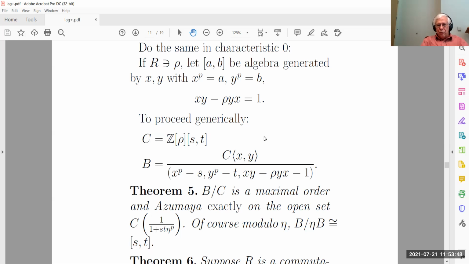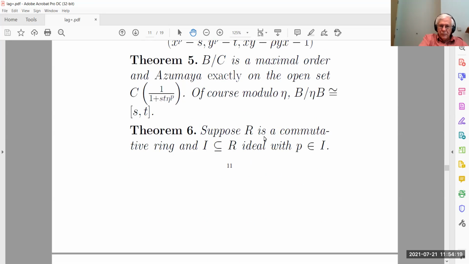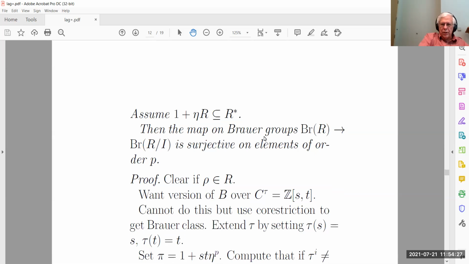And by the way, the reason why it is Azumaya exactly on that open set is that basically it's a computation of a determinant. You look at the standard map, B tensor B opposite maps to End over C of B, and both of those are free modules over C, and therefore any linear map has a determinant, and the determinant is a power of that thing times units. And that's what you can prove. And so now you get a surjectivity result for mixed characteristic Brauer groups.